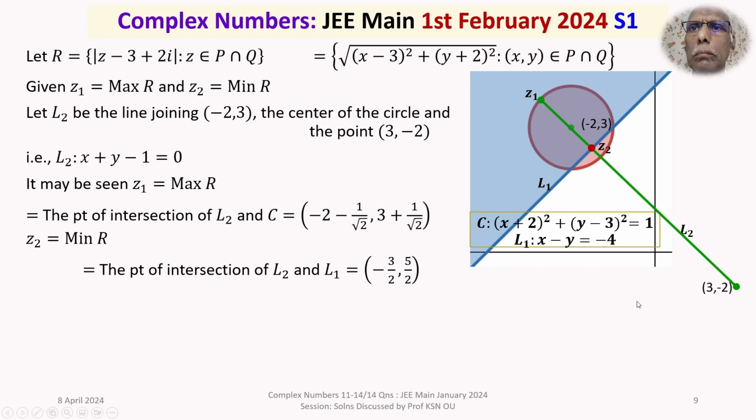Solve these two equations and you will get minus 3 by 2 comma 5 by 2. I am leaving it to you. Agreed. So thus we got Z1 the maximum, Z2 the minimum.